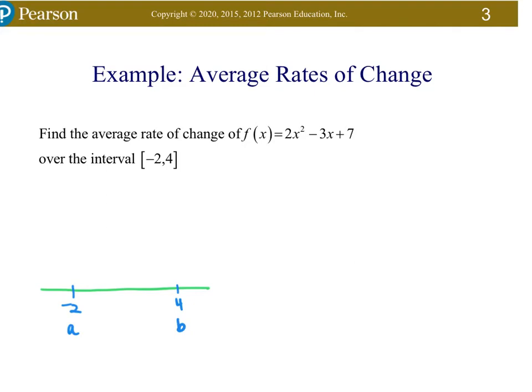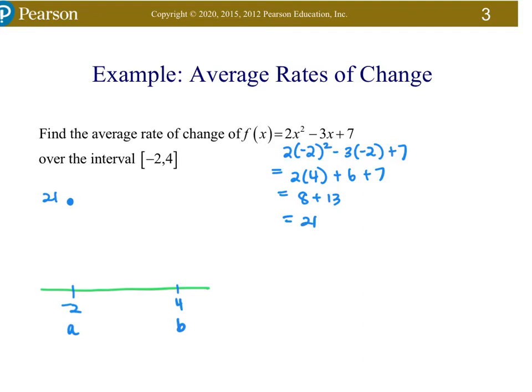If we plug -2 into the parabola, that would be 2 times -2 squared minus 3 times -2 plus 7. That works out to be 2 times 4 plus 6 plus 7, or 8 plus 13, or 21. So f of -2 turned out to be 21.